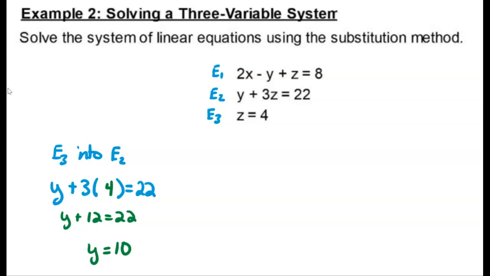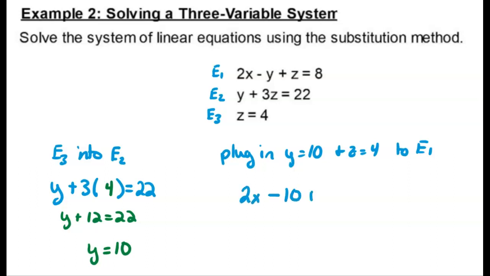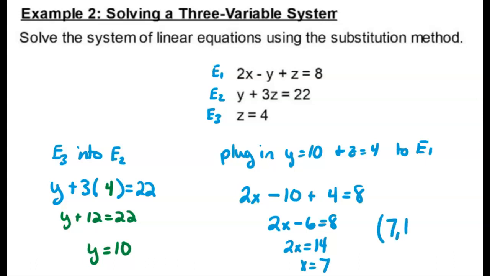Okay, now we have z and we have y. So we can now plug in or substitute in y equals 10 and z equals 4 into equation 1, and then we can solve for x. So you have 2x minus y, which is 10, plus z, which is 4, equals 8. So that's 2x minus 6 equals 8. Add the 6, and then divide by the 2, and we end up with x equals 7. And you write your answers like a point. X is 7, y is 10, z is 4.